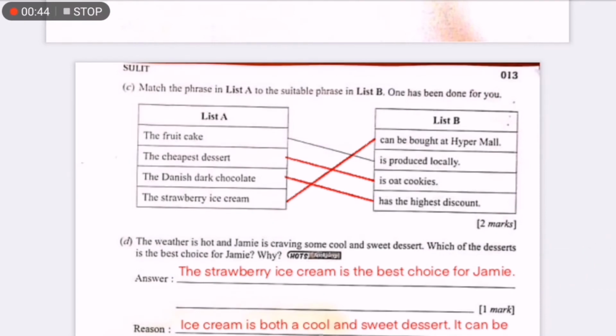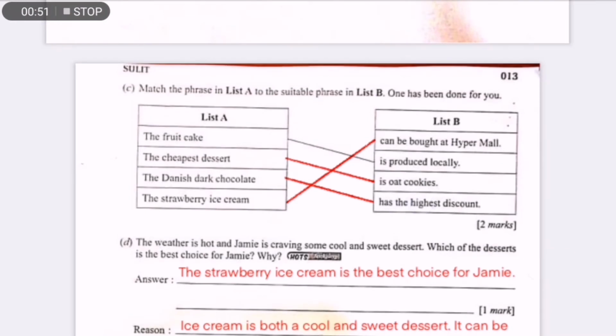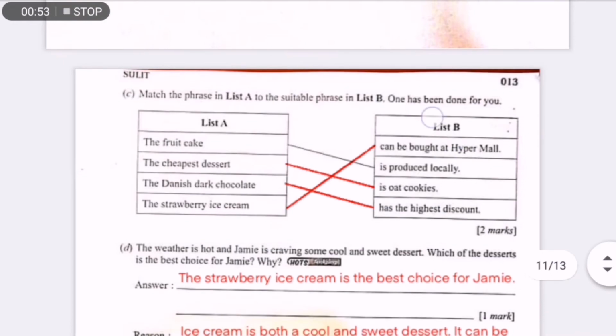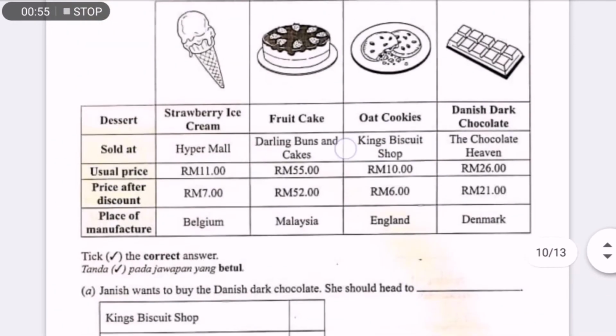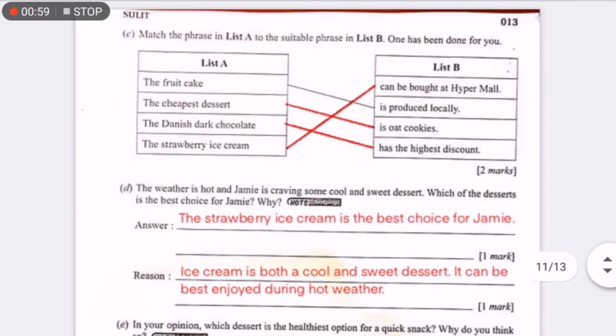The cheapest dessert is the oat cookies. The Danish dark chocolate has the highest discount, and the strawberry ice cream can be bought at Hypermall. The answers can be found over here. So these questions are straightforward.